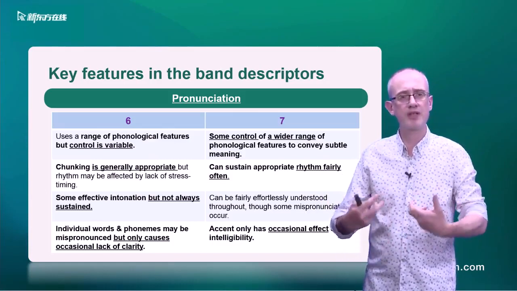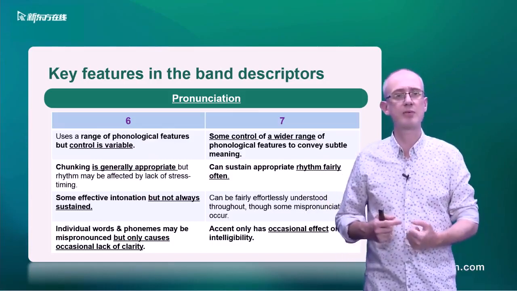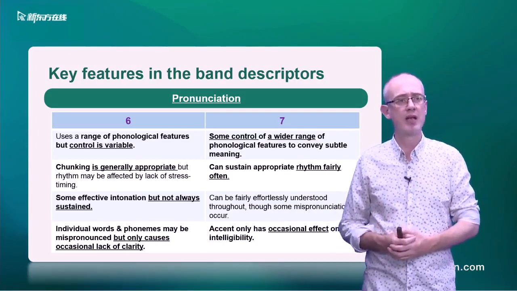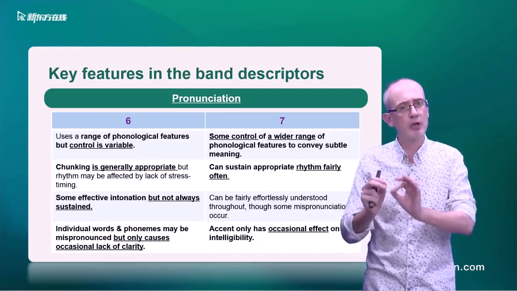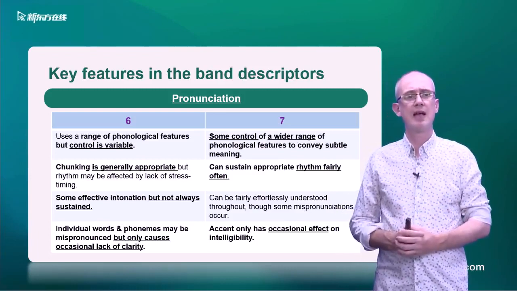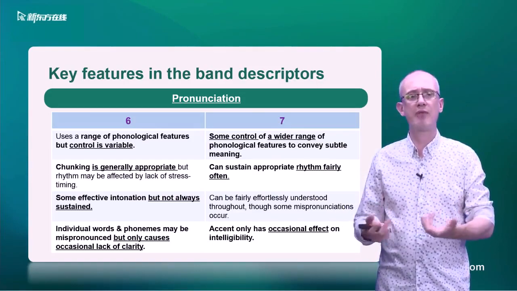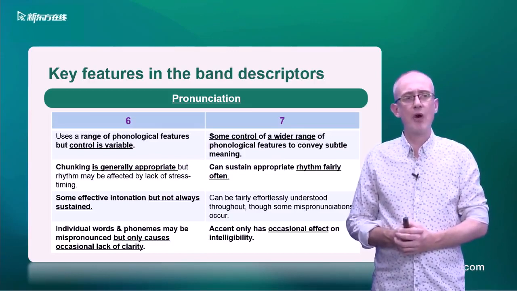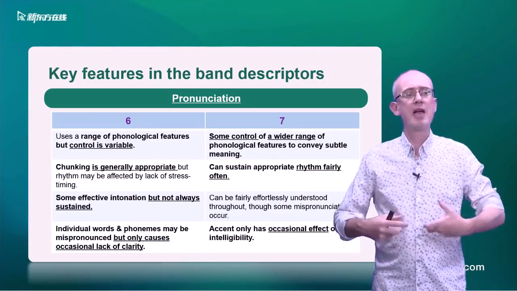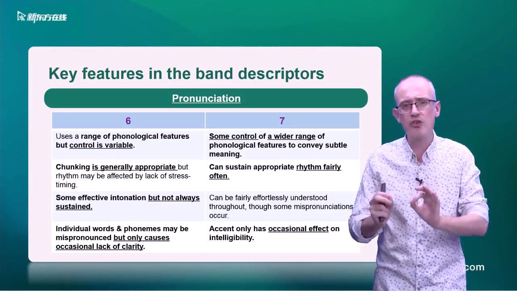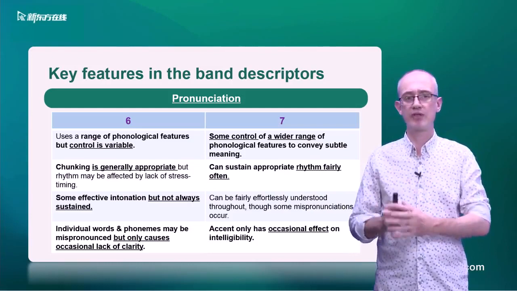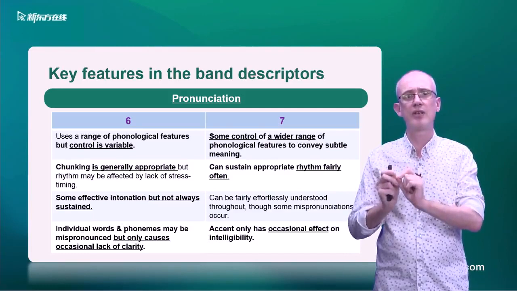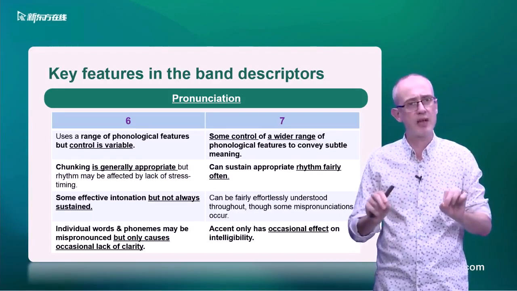Again, you can absorb this by listening to how I'm saying the answers as we go through the test, where I'm pausing, where I'm laying the emphasis on my words. So, some effective use of intonation, but not always sustained. And 7 can be fairly effortlessly understood throughout. For 6, individual words and phonemes, little sounds in the words, may be mispronounced, but only causes occasional lack of clarity. But for a 7, accent only has occasional effect on intelligibility. So not much difference there for a 7.